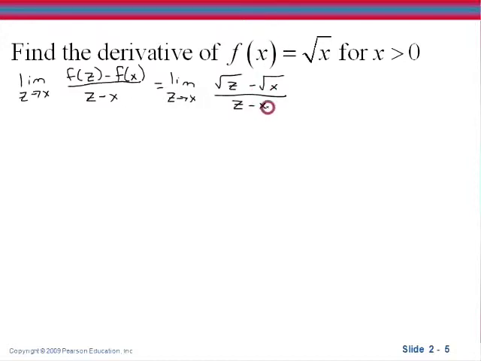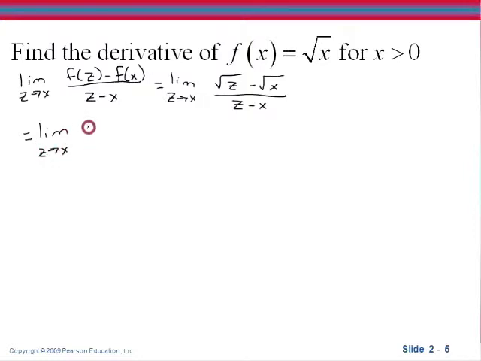Now, if I just plug in my x, I'm sorry, if I plug in my x, x minus x will be 0 in the denominator. In order to make this a form that we can work with, we're going to rationalize the numerator. Now remember, to rationalize the numerator, I choose the conjugate. If I have the square root of z minus the square root of x, its conjugate will be the square root of z plus the square root of x.